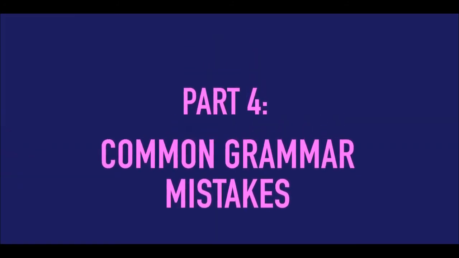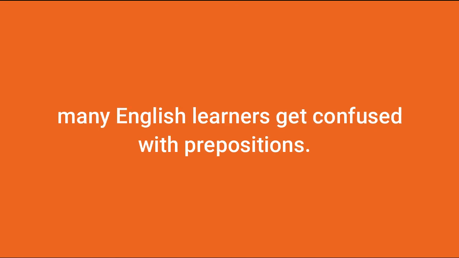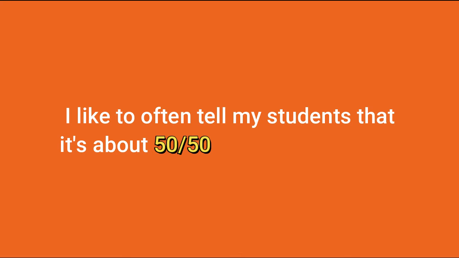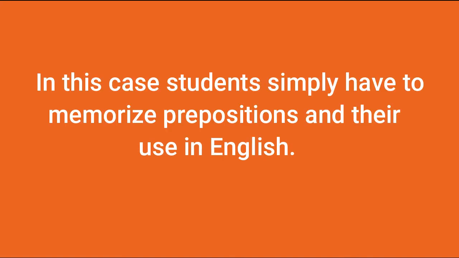Now let's talk about some common mistakes that English learners make when it comes to grammar. For one, many English learners get confused with prepositions. This is because in their native language, the prepositions do not match with prepositions in English. I like to often tell my students that it's about 50-50 sometimes with their native language matching the prepositions with the English language. In this case, students simply have to memorize prepositions and their use in English.